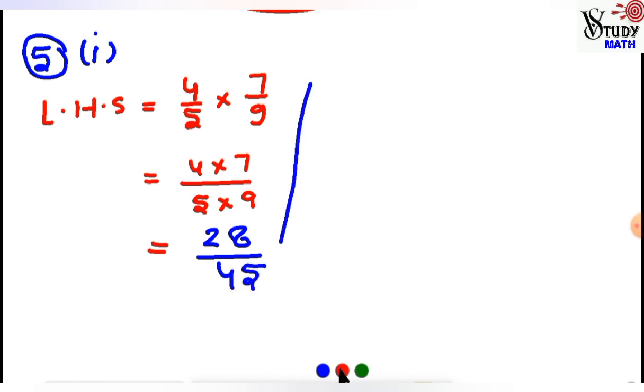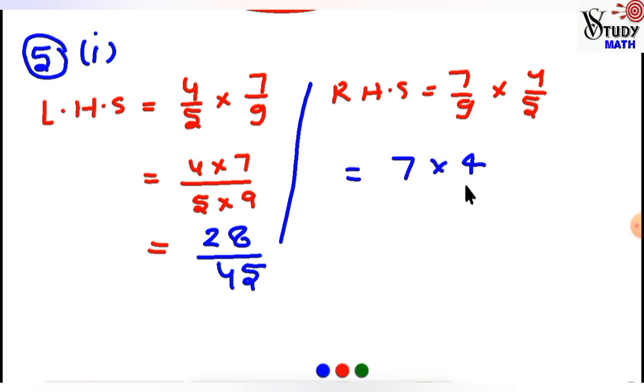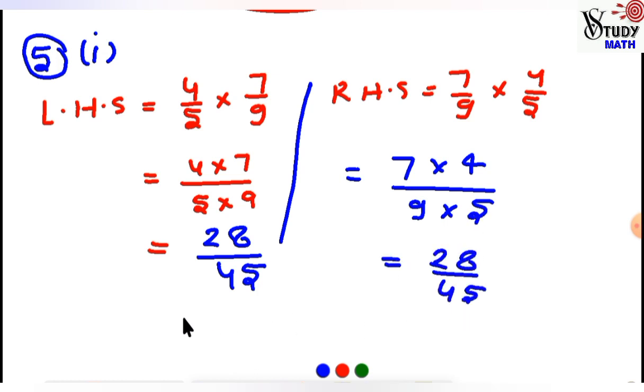Now take the right hand side. The right hand side of this question is 7 upon 9 multiplied by 4 by 5. So again numerator will multiply numerator and denominator will multiply denominator. Then we have again 28 upon 45. So my dear students, left hand side is equal to right hand side and hence verified.